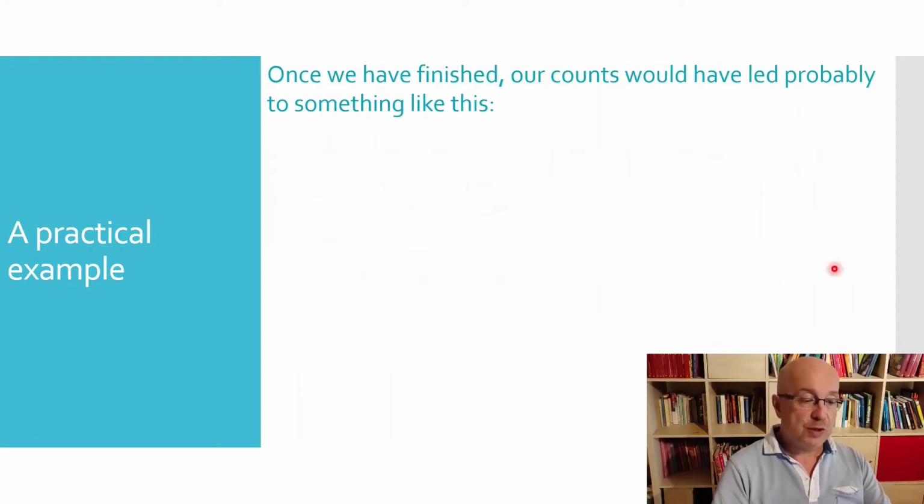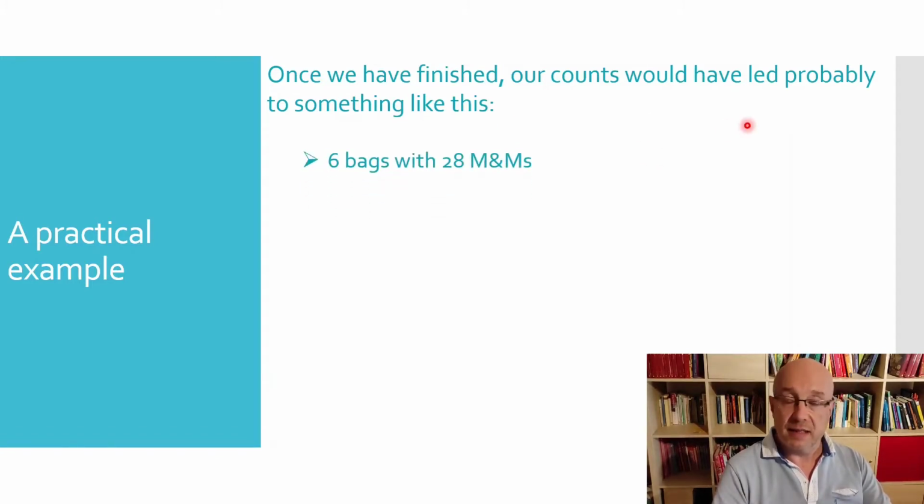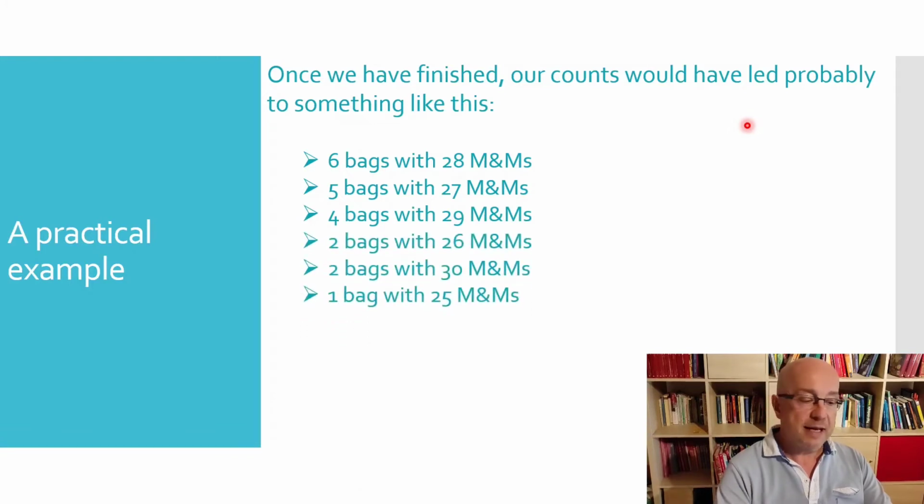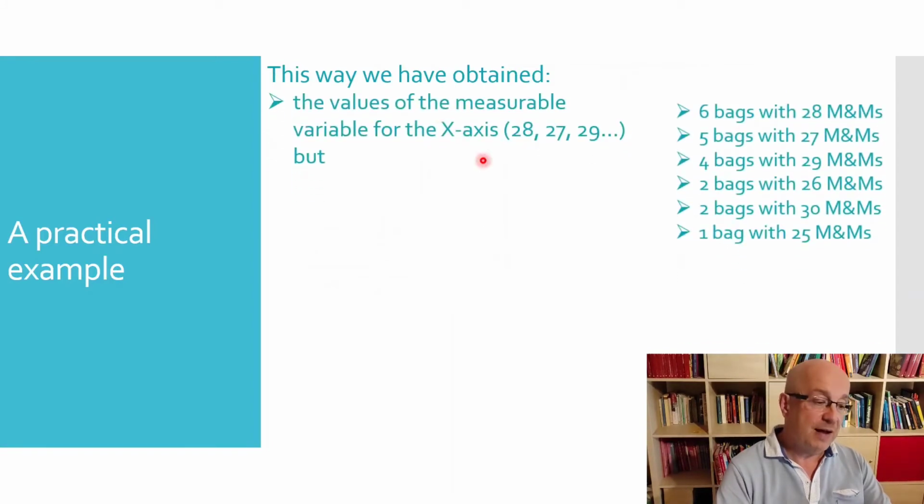Once we have finished counting, our counts would probably have led to something like this: 6 bags with 28 M&Ms, 5 bags with 27 M&Ms, 4 bags with 29 M&Ms, and then the remaining ones: 2 bags with 26 M&Ms, 2 bags with 30 M&Ms, and 1 bag with 25 M&Ms. This way we have obtained the values of the measurable variable for the x-axis, which is exactly the number of M&Ms in each bag. So we have obtained 28, 27, 29, 26.